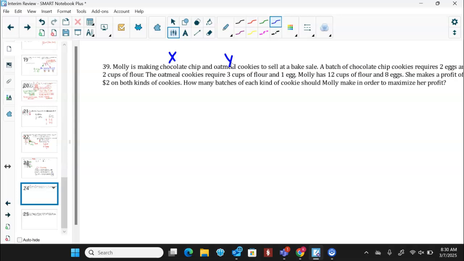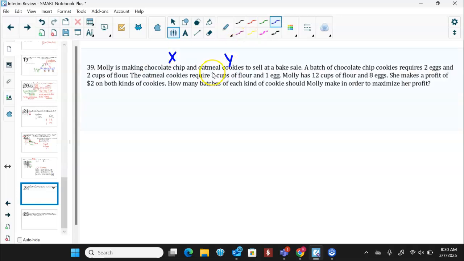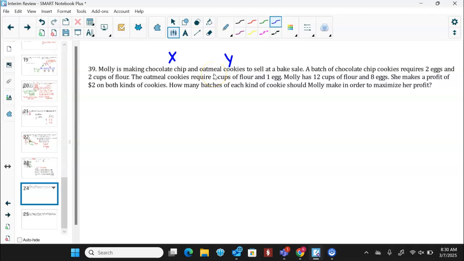To sell at the bake sale, a batch of chocolate chip cookies requires 2 eggs and 2 cups of flour. Okay, so 2 eggs and 2 cups of flour. So you got X for chocolate chip and Y for oatmeal. And then the oatmeal cookies require 3 cups of flour and 1 egg. So you got eggs and flour.